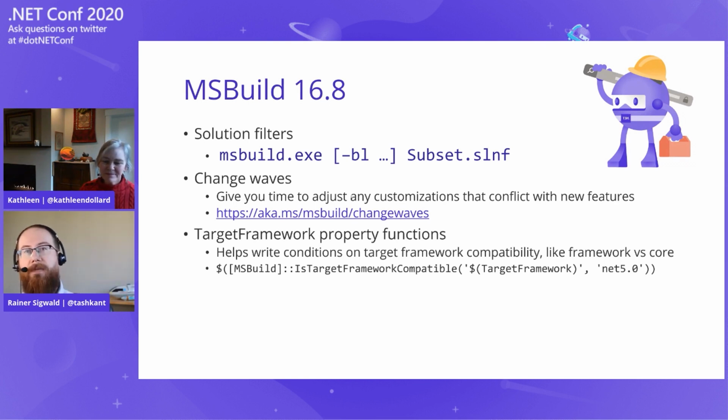A change wave will give you the ability to turn back the clock on some of those changes so that you have time to file feedback and make sure that we know that it's more impactful than we hoped it would be, and potentially adjust the way that you're customizing your build so that we can move forward and deliver those improvements to everyone. A little more information about that is available at aka.ms/msbuild/changewaves. So this is not going to affect a ton of people.